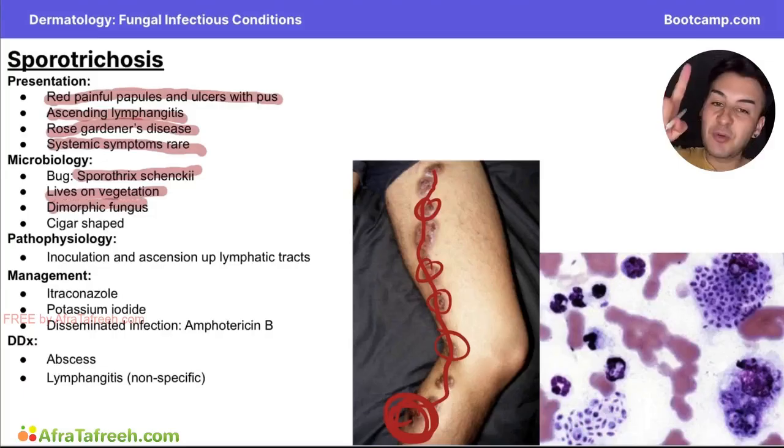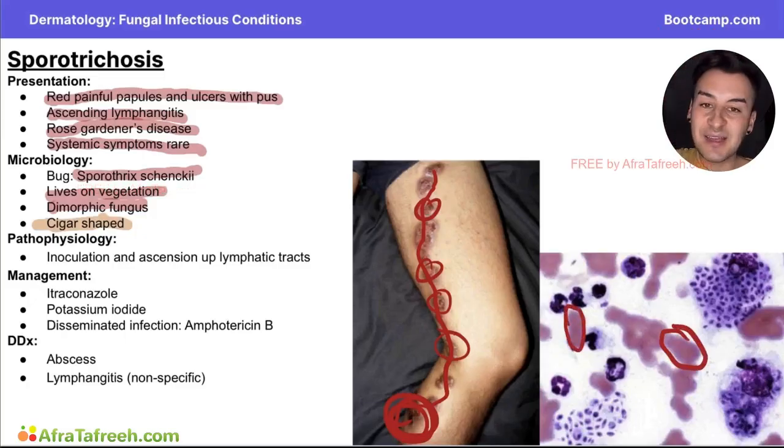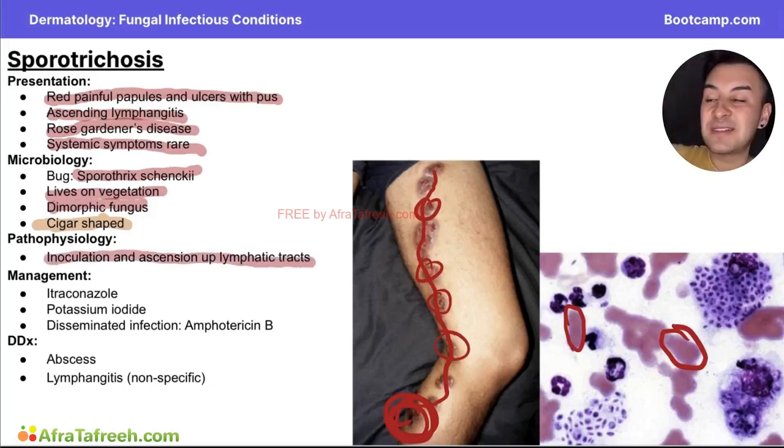And here's a super high yield moment coming your way. I'm going to highlight in brown. This is a cigar-shaped fungus on microscopy. So let's highlight what that looks like on the microscopy itself. You'll see here what I'm circling is kind of like a cigar shape, and that is classically how the fungus is described. So be on the lookout for that cigar for that winning point. In terms of the pathophys, we talked about how this fungus loves to inoculate a site and go up lymphatic tracts, causing this amazingly cool physical diagnosis.